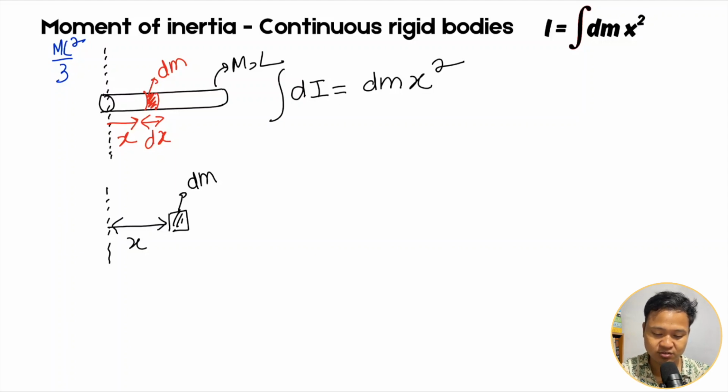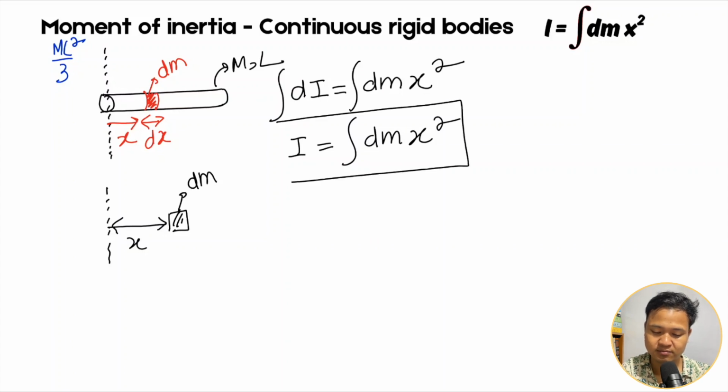Integrate both sides. So integration of dI gives I. I is equals to integral of dm into x square. Okay.